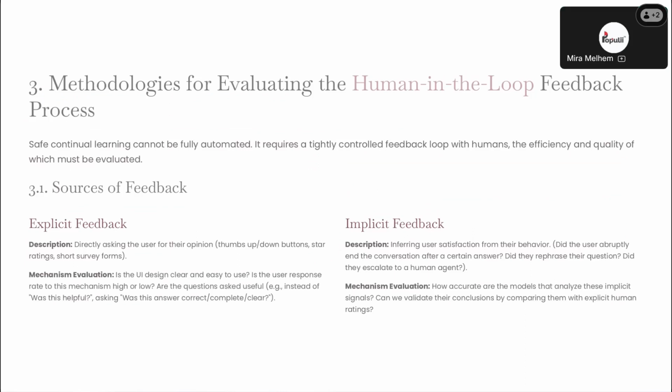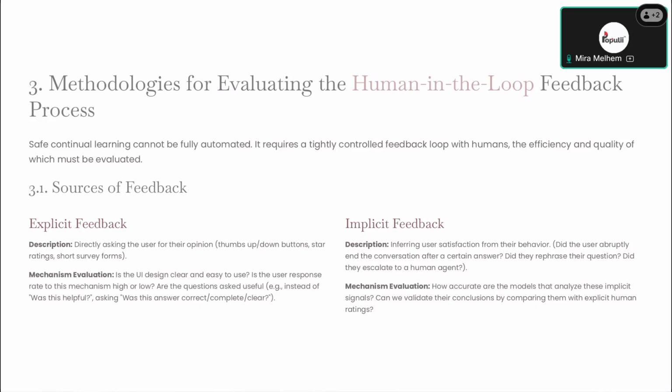So let's talk about the methodologies for evaluating the human in the loop. I will tell you something about this human in the loop thing. Continual learning isn't something we can hand over completely to automation. For the system to stay safe and reliable, humans must have some interaction over here. Humans must remain in the loop, guiding, correcting and validating what the model learns.